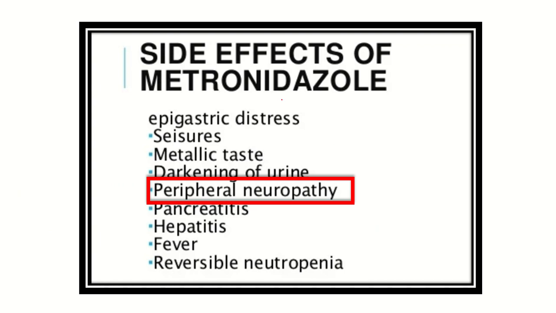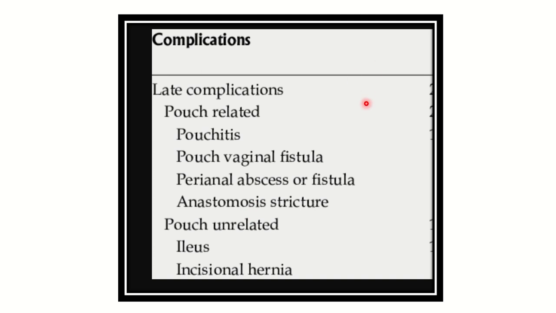Here we can see the common side effects of metronidazole: epigastric distress, seizures, which is less common, metallic taste, which is very common, darkening of the urine, peripheral neuropathy, pancreatitis, hepatitis, fever, and reversible neutropenia. This is neutropenia, not coagulopathy. Peripheral neuropathy is one of the side effects of metronidazole, but I think the most important side effect is the metallic taste. So our option is the latter.